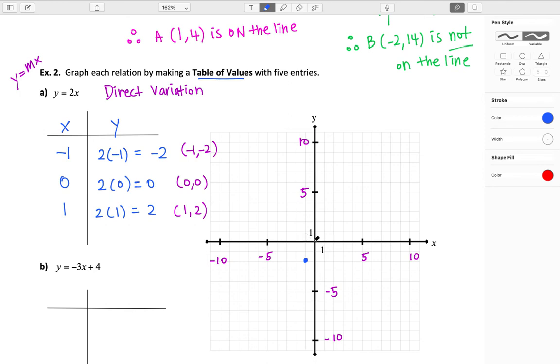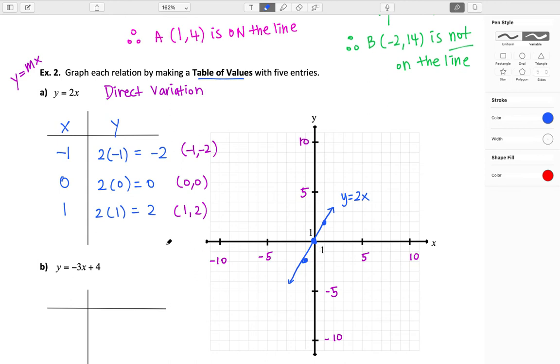Next point we have 0, 0. And next point we have 1. We're moving 1 step and then going up 2 steps. And using your ruler, connect the points, and we have y is equal to 2x. So as you can see, it is a direct variation because it starts at 0, 0. It's passing through the origin. Okay.